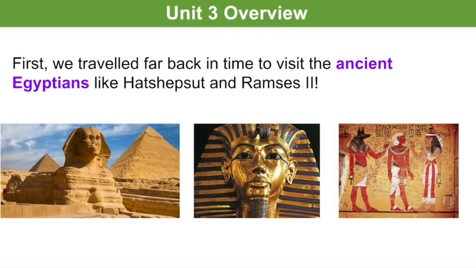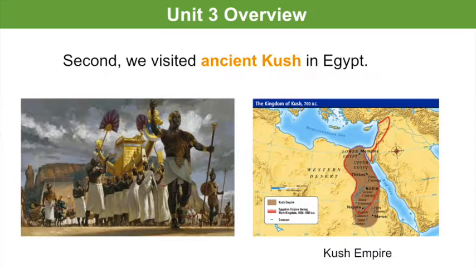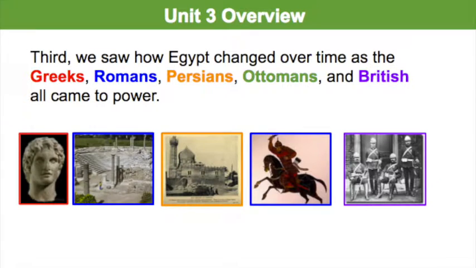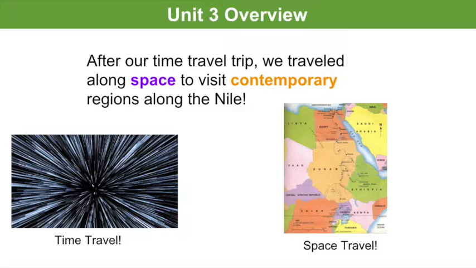Egyptians and Ramses II. Second, we visited ancient Kush in Egypt. Third, we saw how Egypt changed over time as the Greeks, Romans, Persians, Ottomans, and British all came to power.